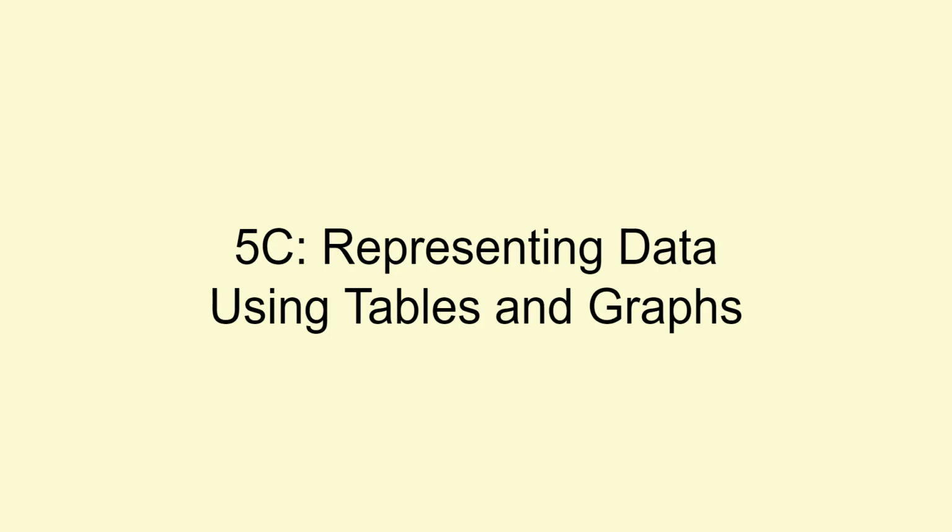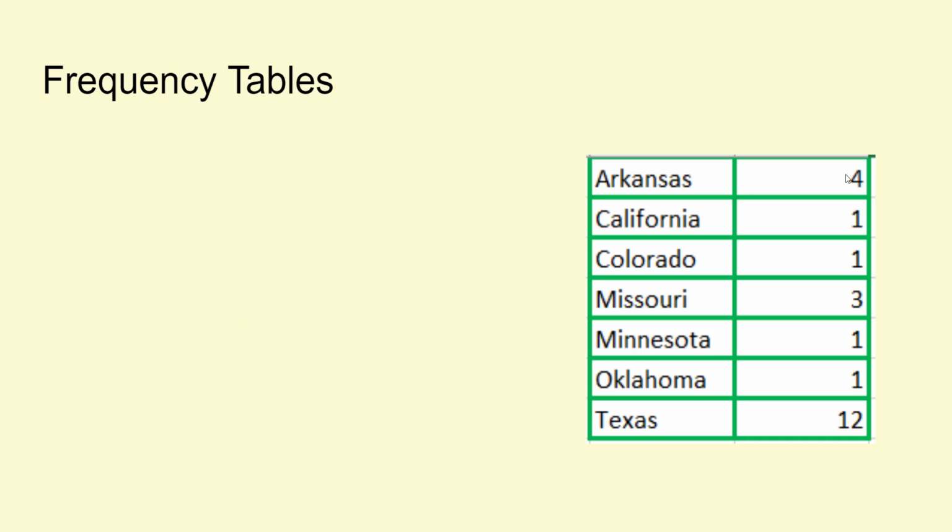In 5C, we are discussing how to represent data using tables and graphs. The first type of table we'll discuss are frequency tables. In a survey given to a class, 23 students responded, and these were the states that they selected that answered the question where they were from. This frequency table displays that data then.